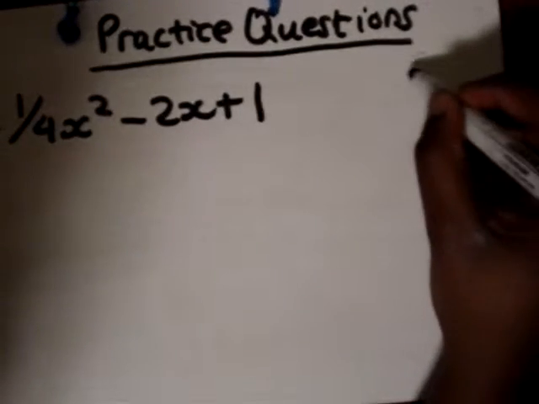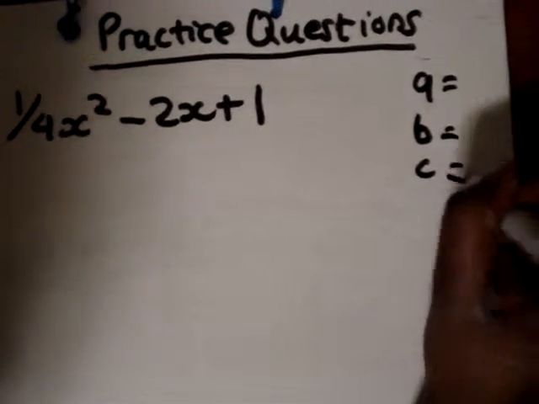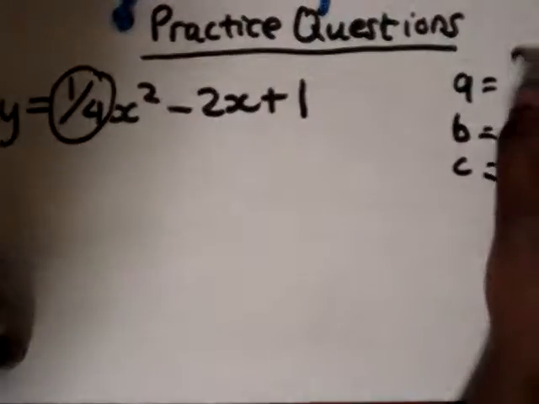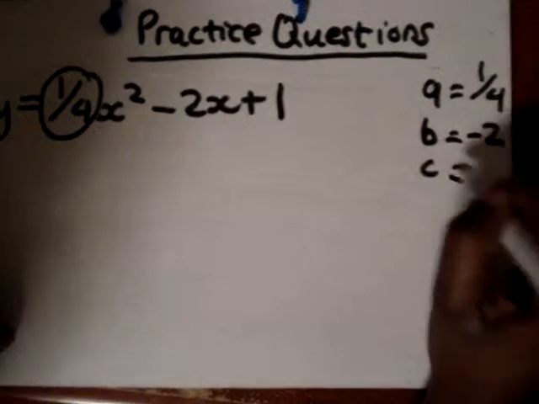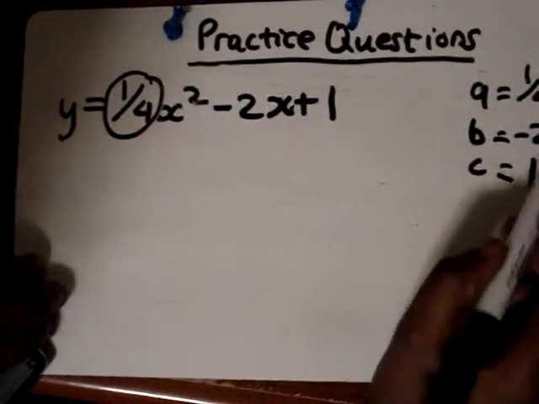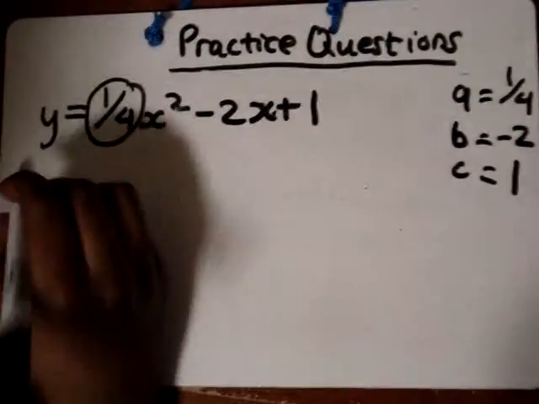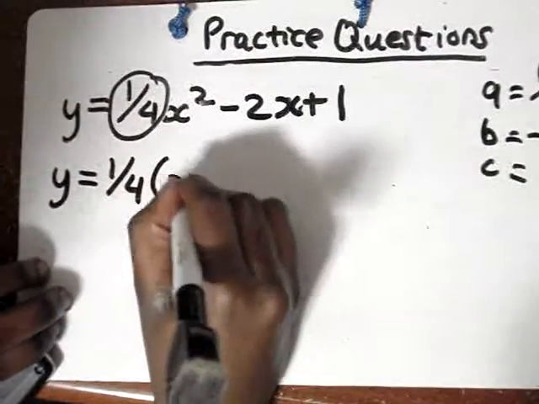You establish your values, your a value, your b value, and your c value. Your a value is going to be 1/4, or a quarter. Your b value is -2, and your c value is 1. So now that you've established your values, you can go ahead and write your equation. So y equals 1/4 x squared.